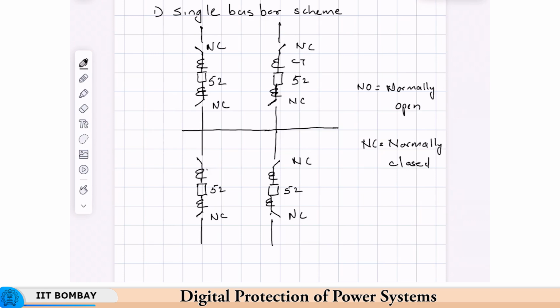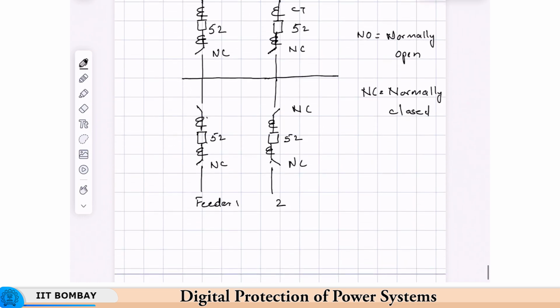Whatever redundancy may be there is in the circuits themselves. Suppose this is feeder 1 going to the same load and this may be feeder 2. So, there that much redundancy you can provide, but that is an external redundancy. In terms of the bus bar scheme, there is no redundancy provided. So, that is why it is less flexible.